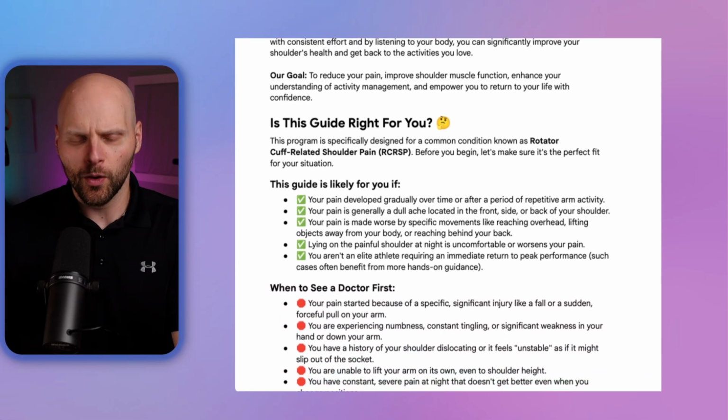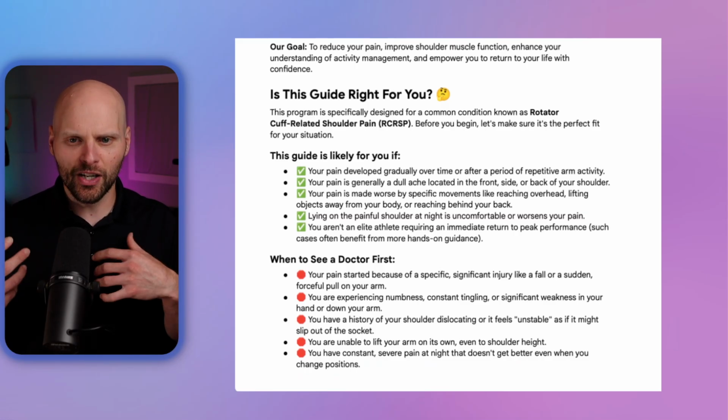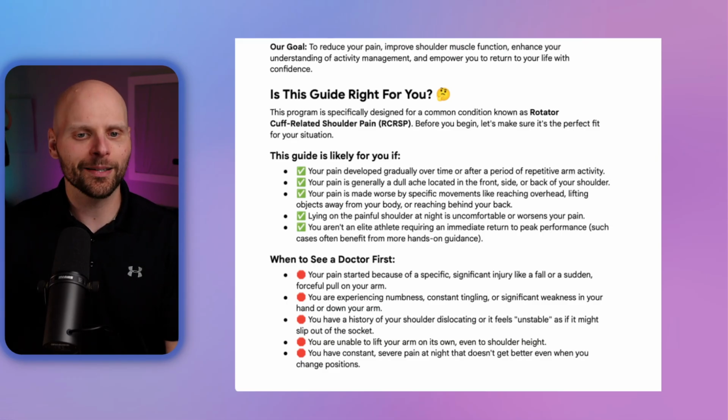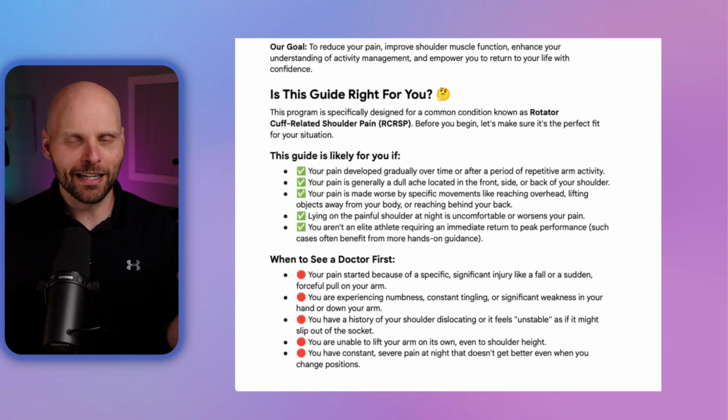I look at where you fall on the spectrum. Did you develop pain gradually over time after repetitive use? Is your pain kind of dull in one spot? It can be worse with overhead lifting, reaching up over, getting something out of the cabinet, or lying on the shoulder. And you're not an elite athlete who had an acute injury.